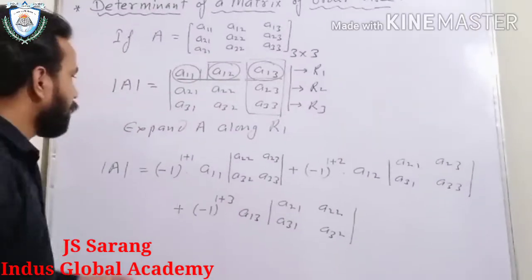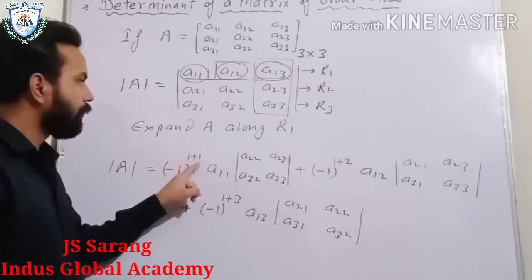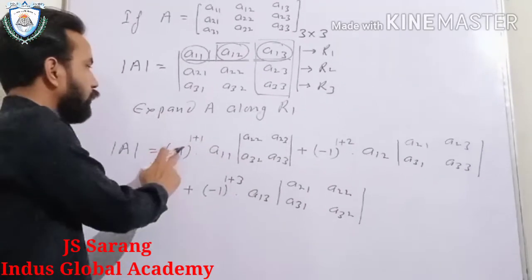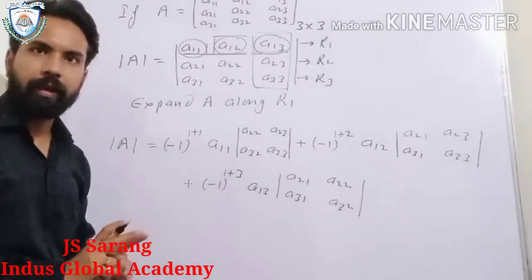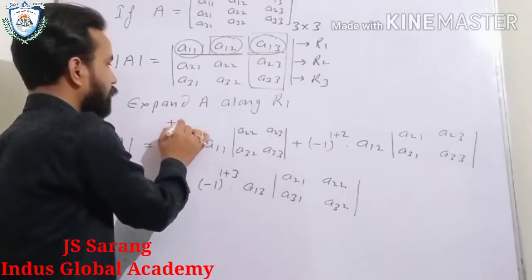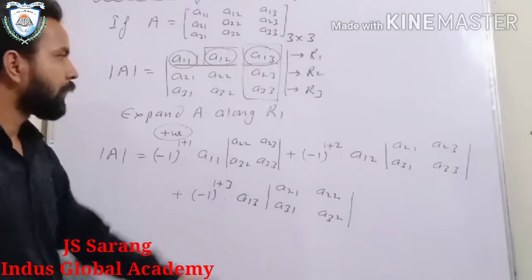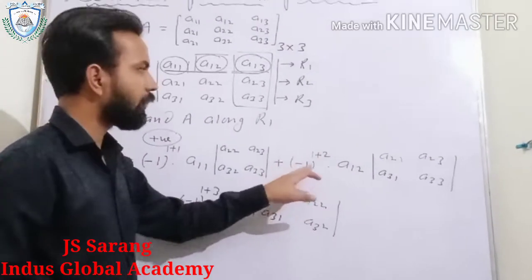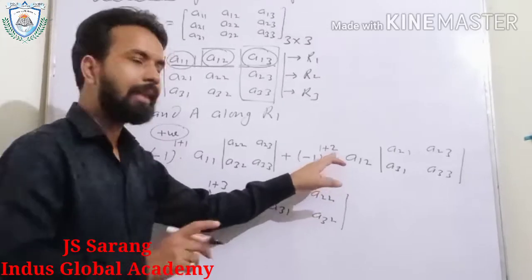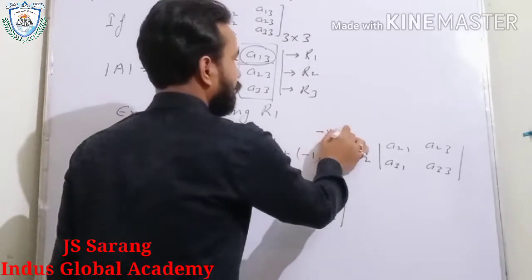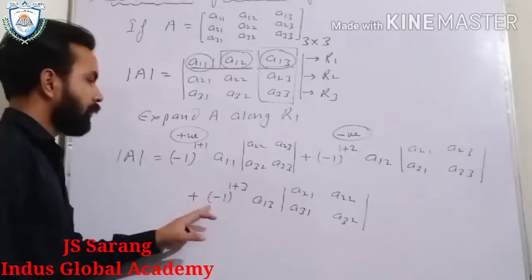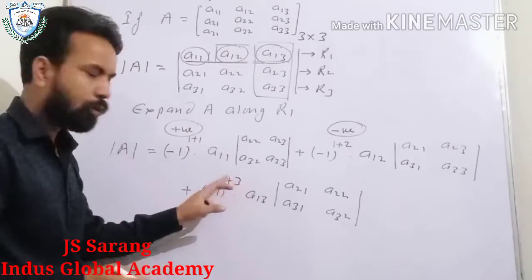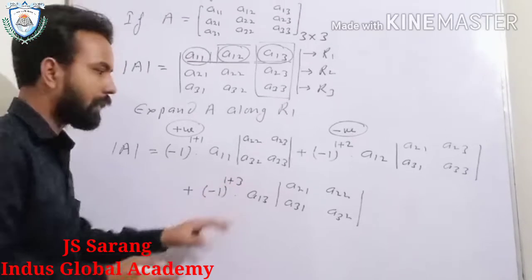Is it clear? Now see, minus 1 to the power, 1 plus 1 is 2. 2 is an even number, so minus 1 to the power 2 gives you a positive value. Now see here, 1 plus 2 is 3, so minus 1 to the power 3 gives you a negative value. So it is negative. Or here, 1 plus 3 is 4. 4 is an even number, so minus 1 to the power 4 gives you a positive value.